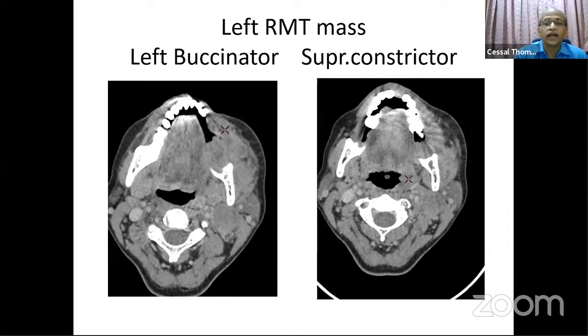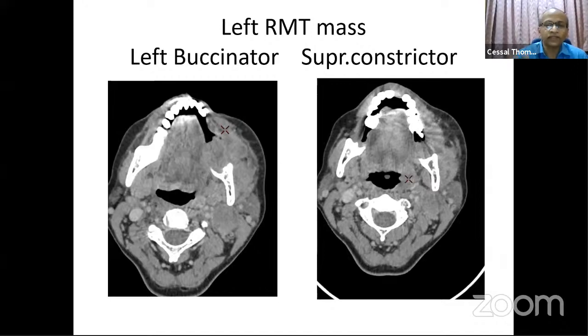And one more thing, here posteriorly you can see the lateral wall of the oropharynx. This is oropharynx. The lateral wall of the oropharynx is thickened. So on one side you can see the buccinator thickening. On the other side you can see the lateral wall of the oropharynx thickening.